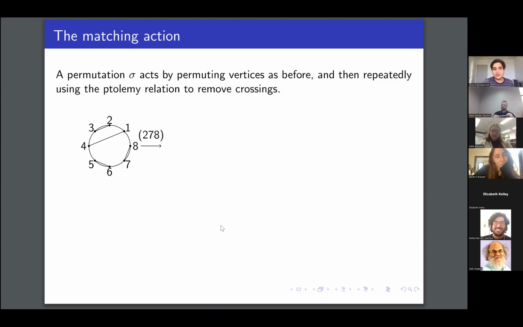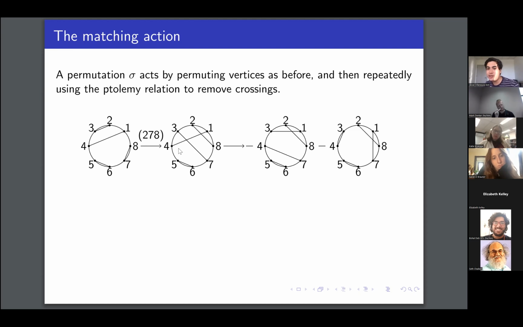All right, so the way this action is going to work is that we first act as before by just permuting vertices, but that might introduce crossings. And so what we're going to do is use this Ptolemy relation to get rid of these crossings. So for example, if we start with this matching where 2 and 3 are matched, 1 and 4 are matched, 5 and 6, 7 and 8, and we act by (2,7,8). That's going to send 3,2 to 3,7, and it's going to send 7,8 to 2,8.